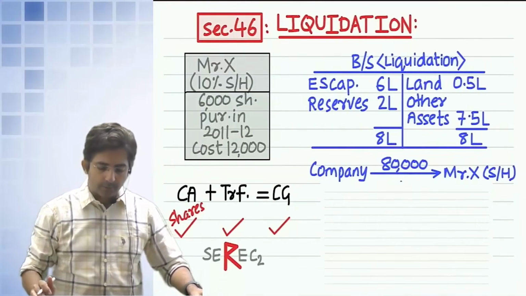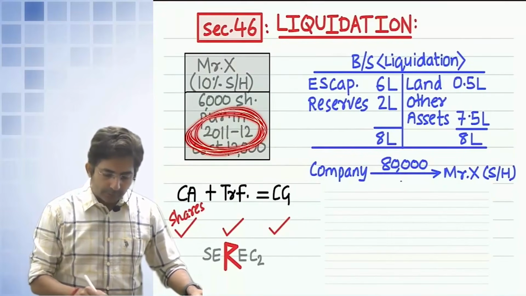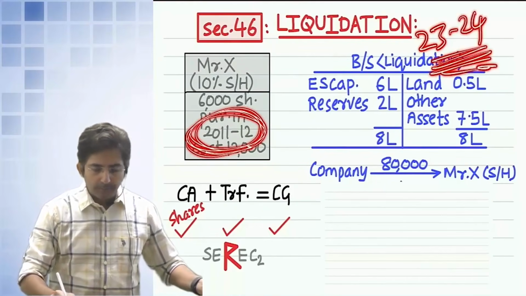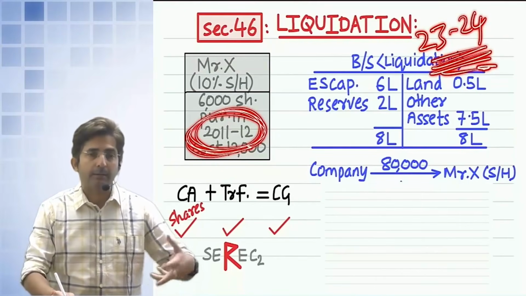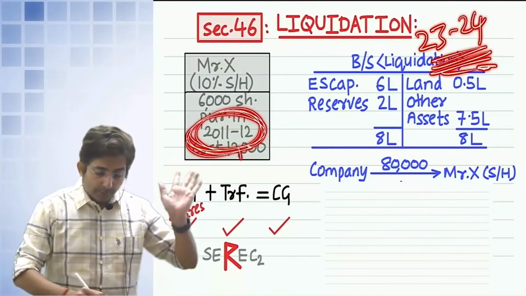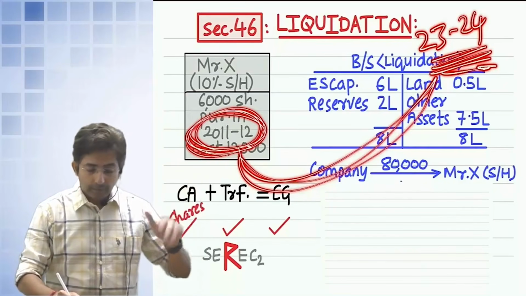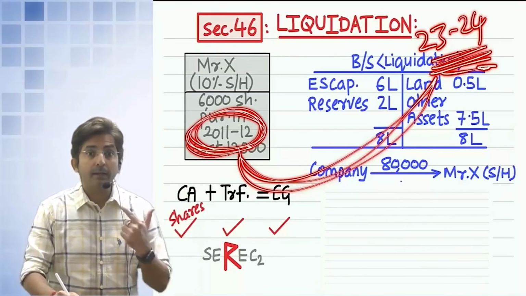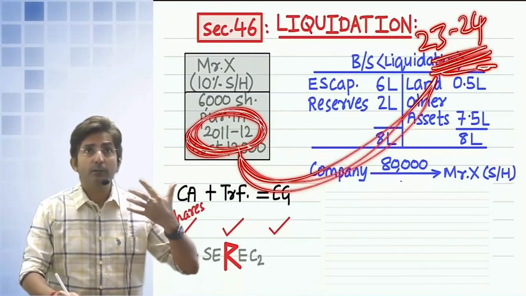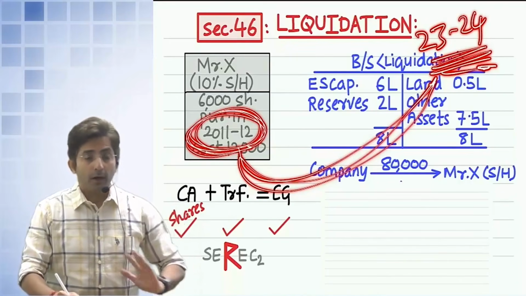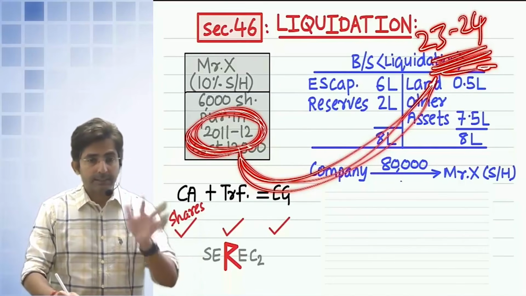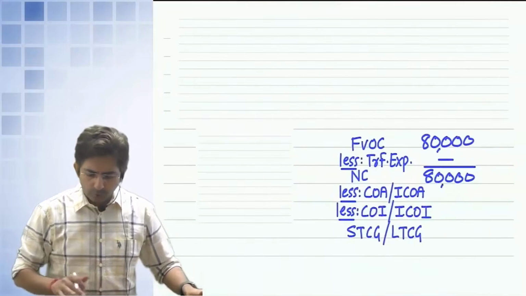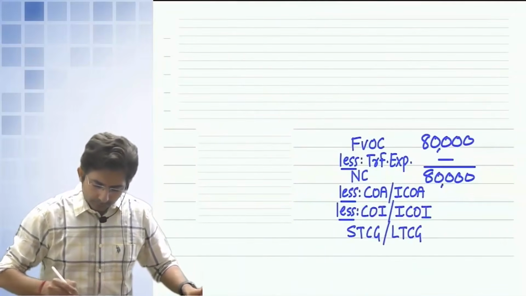Tell me, short term or long term? The shares were acquired in 2011-12, and let's assume liquidation has taken place in 23-24. Obviously in the May 24, November 24 exam, they will create liquidation in 23-24. So 11-12 shares were acquired and liquidation took place in 23-24. So the period is more than 1 year. Why did I say 1 year? Because for shares you have to think from 1 year's point of view, assuming listed shares. If unlisted shares, then 2 years. But whether 1 or 2, the period is quite long. So it is long term. So long term then means what to do? Look here. Long term means I will deduct this.